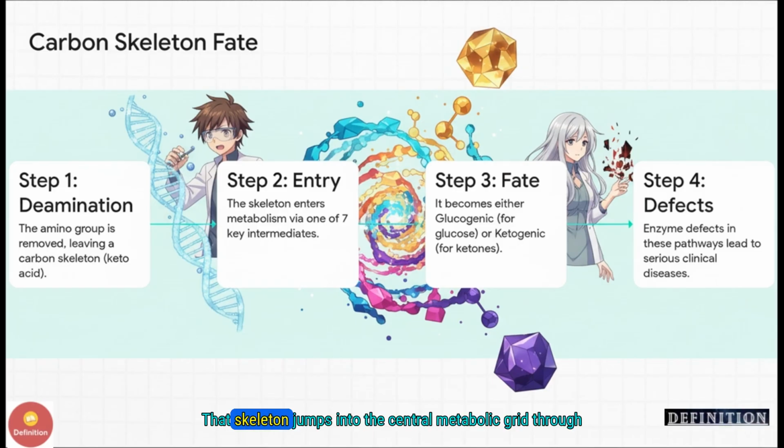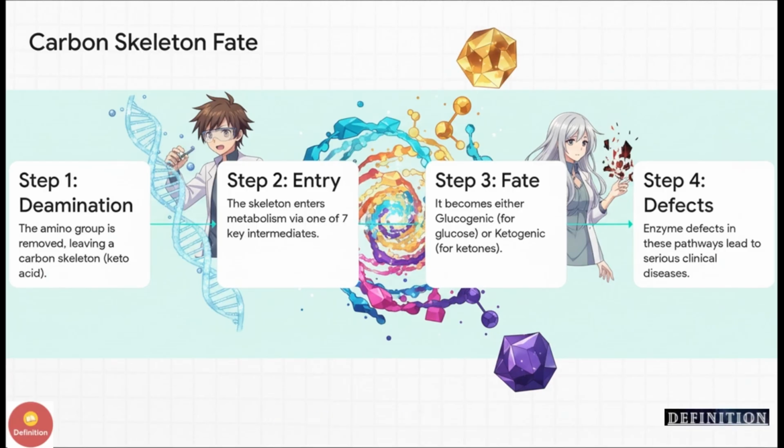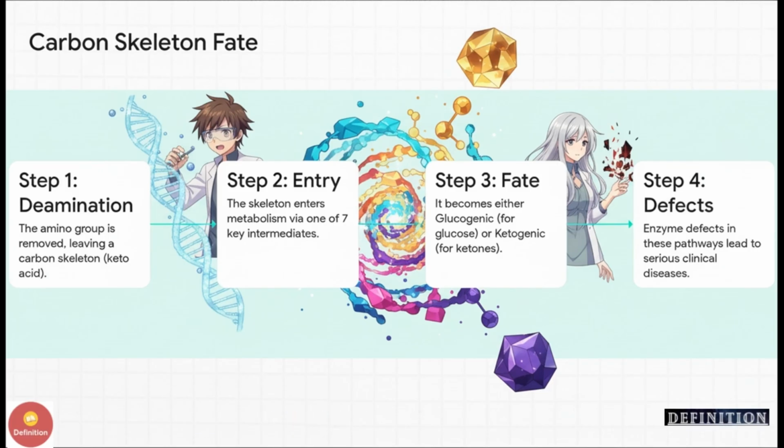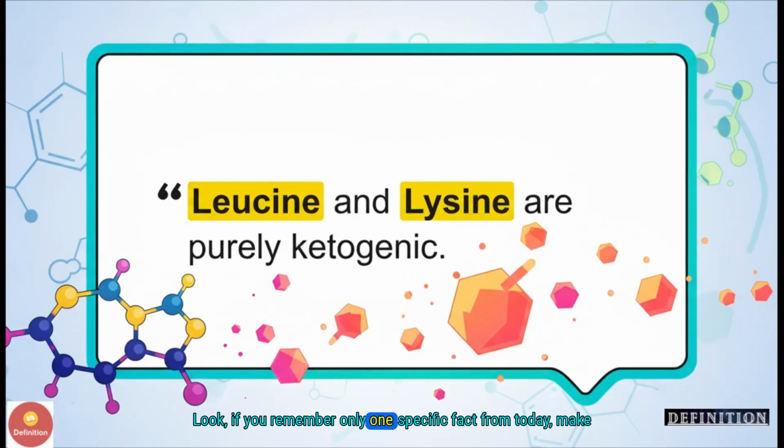Step 2, that skeleton jumps into the central metabolic grid through one of those 7 key entry points. Step 3, from there it faces its destiny, either become glucose or become ketones. And step 4, as we've just seen, when any step in this elegant process fails, the clinical consequences can be really, really serious. Look, if you remember only one specific fact from today, make it this. Leucine and lysine are purely ketogenic. That's it. That is the high-yield fact that shows up on exams all the time.